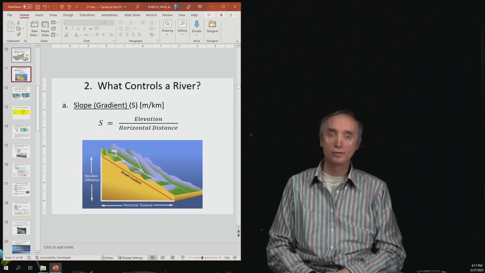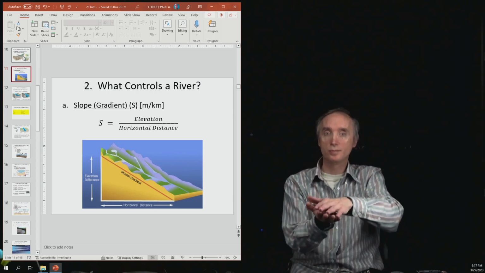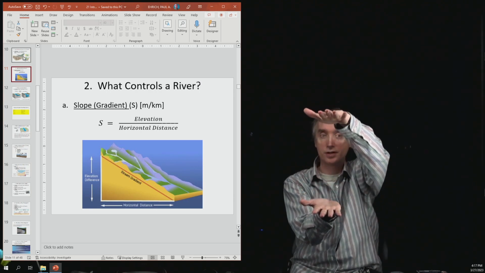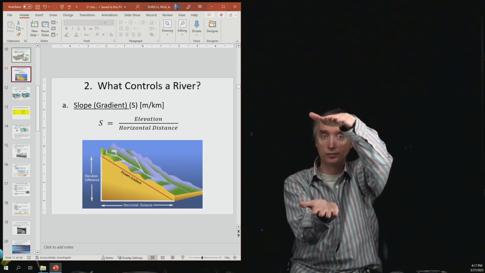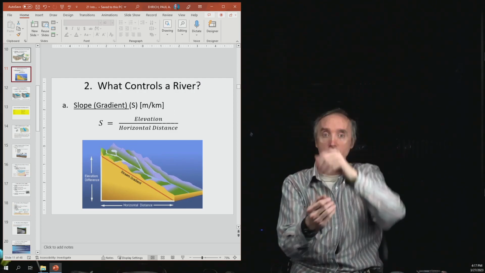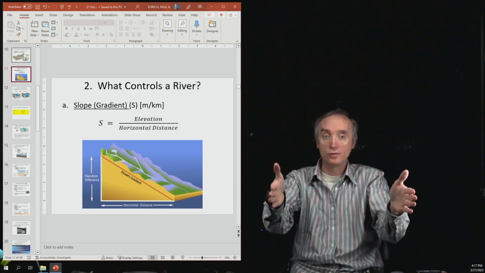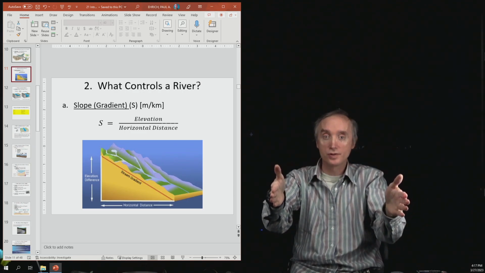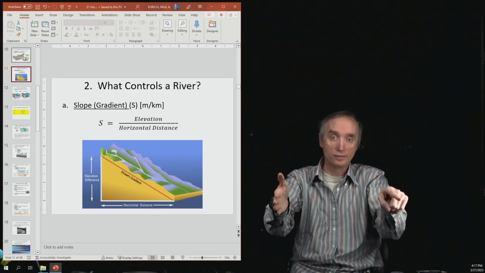Another name for this is the gradient, and we're going to abbreviate slope with a capital letter S. It's just like the kind of slope that you're used to in geometry. It's going to be rise over run. The rise is the vertical component, that's going to be the elevation of the river. And then the sideways part is the horizontal distance that the river travels.